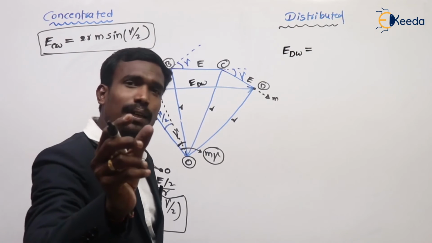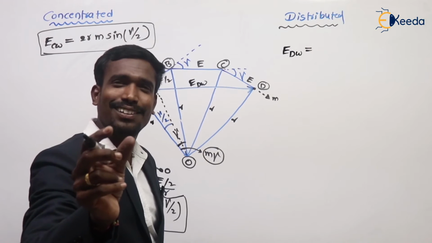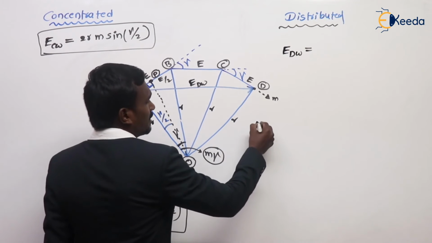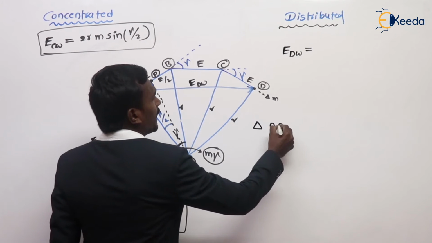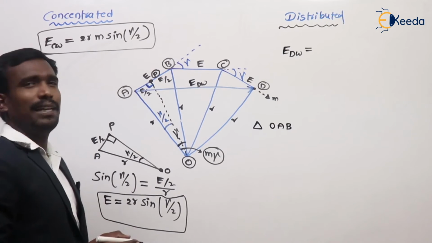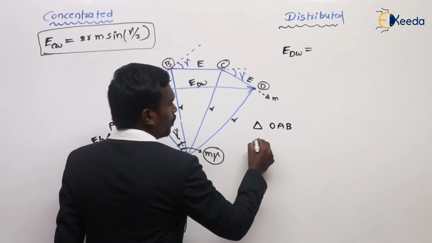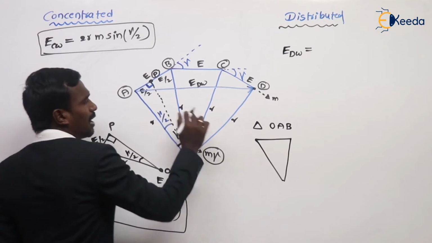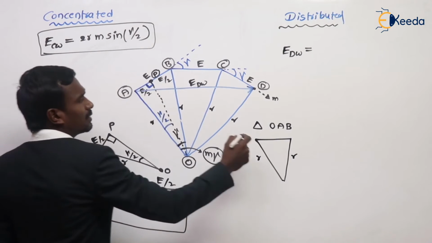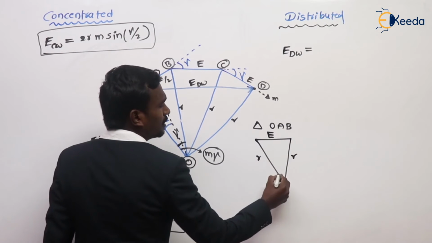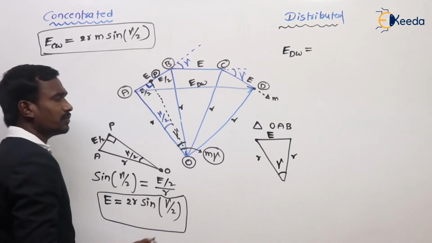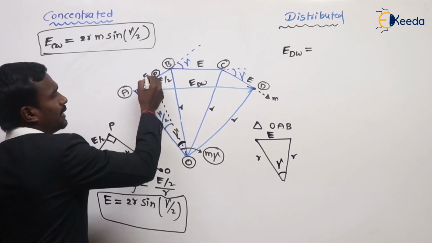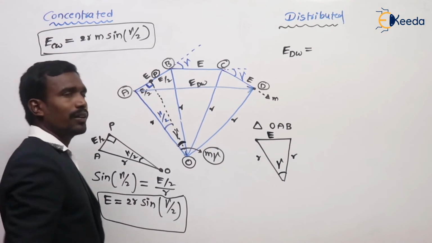For this, take the property of similar triangle. What is that? Similar triangle property. First, take the triangle OAB. OAB is like this. This is R and this is also R, and this is the EMF E, and this is the angle gamma. See? OAB. Angle is gamma, and EMF is E, and these are the 2 radius R.